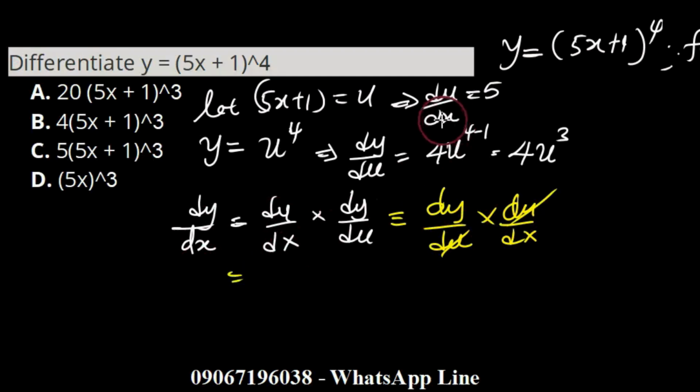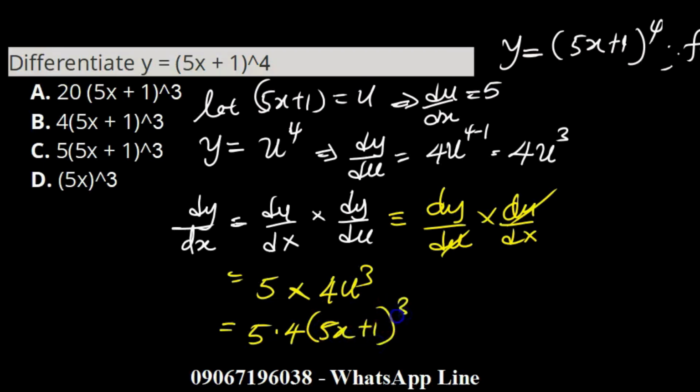du over dx is going to be 5. So I'm going to multiply that by my dy over du, which is 4u raised to the power 3. So it's going to give me 5 times 4 into my u. Remember I said u is equal to something, so I'm going to take this u back. This is going to give me 5x plus 1 raised to the power 3.